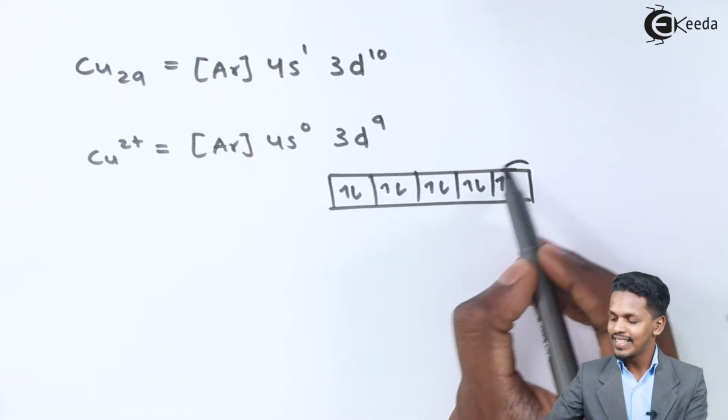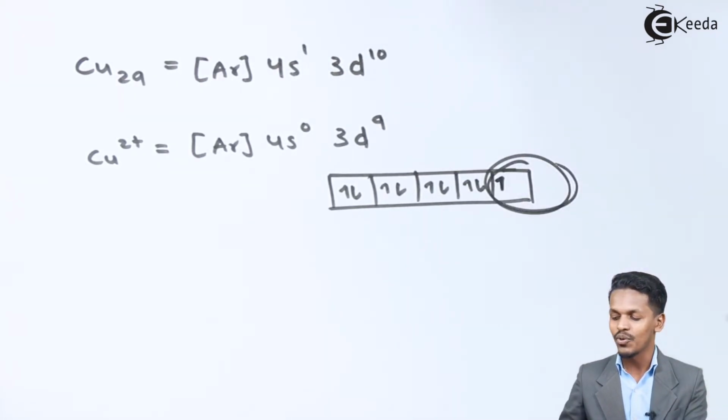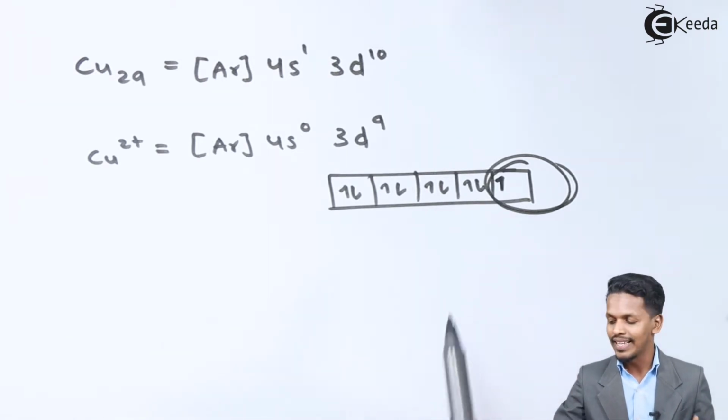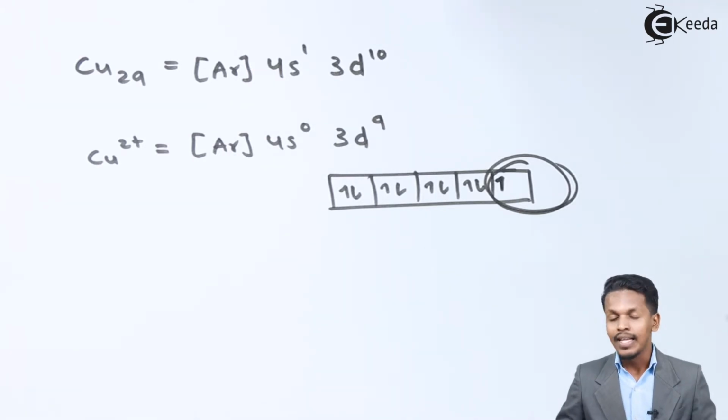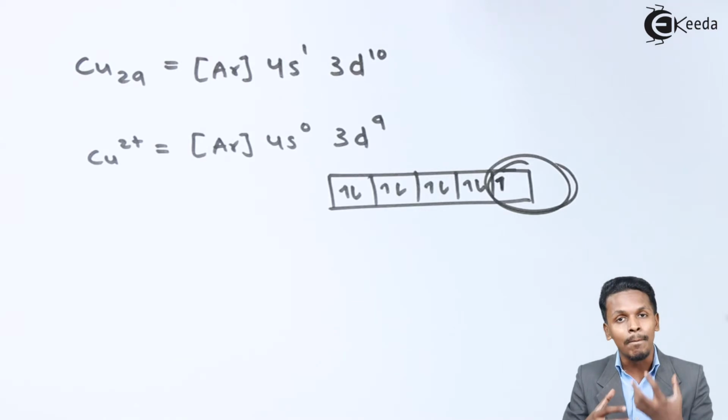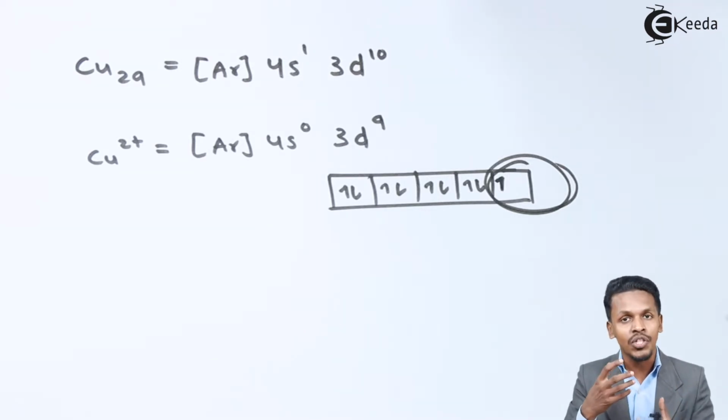In this case it has one unpaired electron, and this one unpaired electron gives the blue color to the Cu2+ ion. But the number of unpaired electrons doesn't give a particular color. It depends on the metal also, and it depends on the geometry, and based on that it gives a particular color.